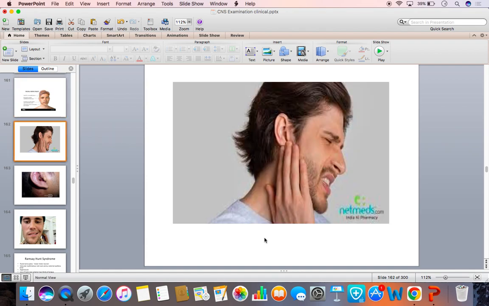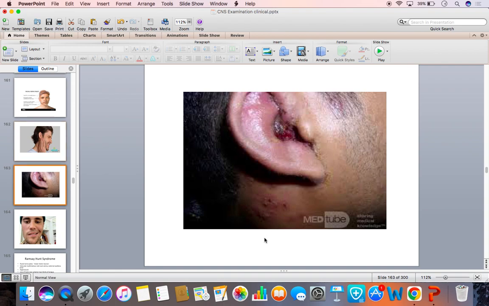Here the patient is complaining of pain at the angle of the jaw. This could be the symptom related to the appearance of the rash in Ramsay Hunt syndrome. There is the vesicular rash on the pinna of the ear, external auditory meatus, and a part of the upper part of the neck posterior to the angle of the jaw. You can see the vesicles. This is seen in the Ramsay Hunt syndrome due to the involvement of the geniculate ganglion due to herpes zoster.